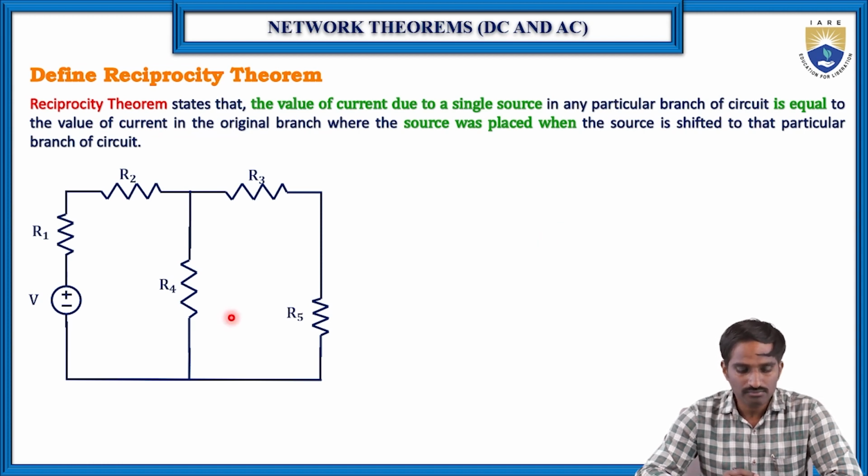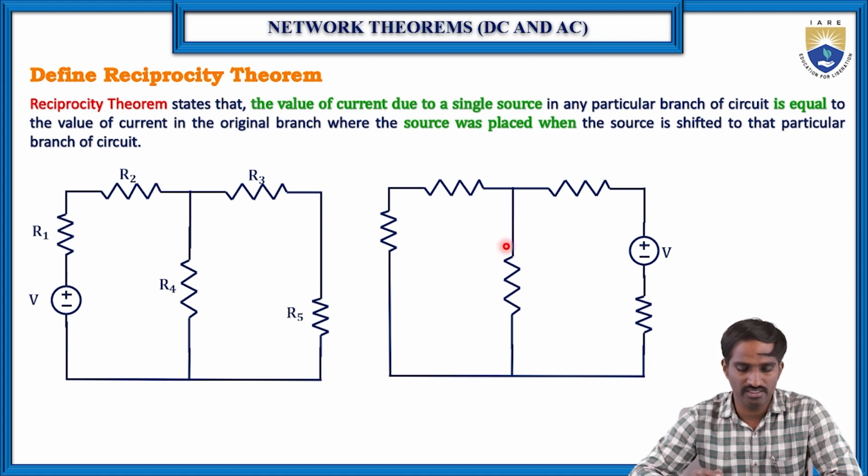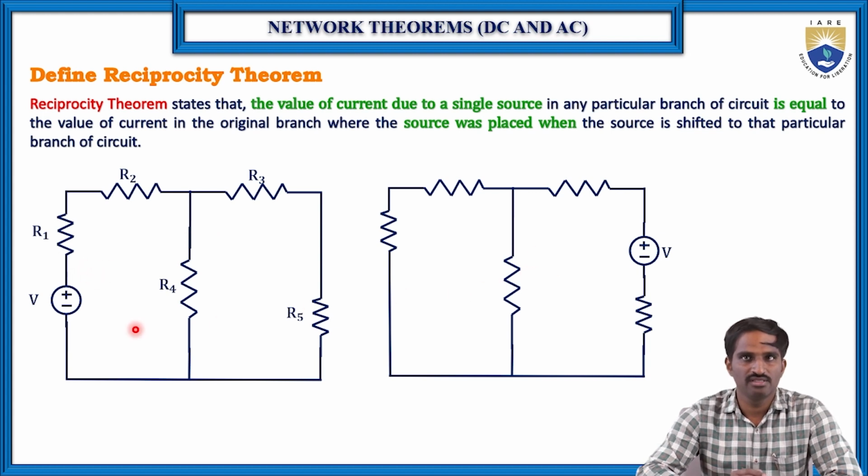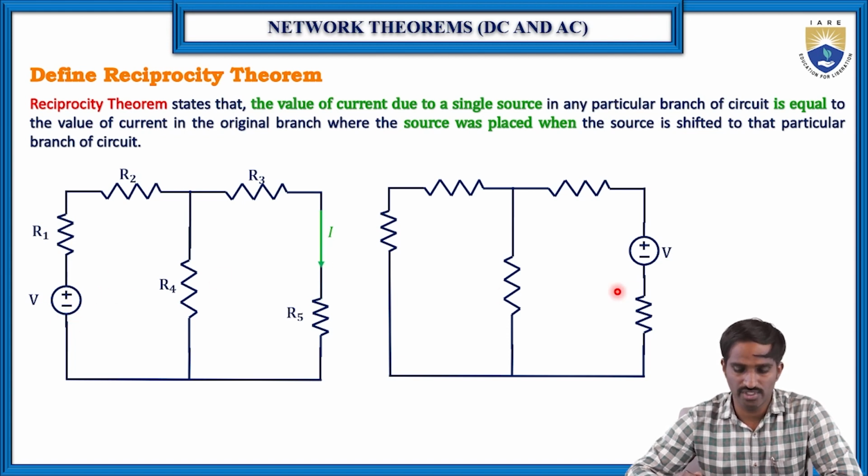So here, this is the circuit. In this circuit the voltage source is in series with R1. Let us take another circuit and shift this voltage source from this particular branch to here. Let us consider the current flowing through the resistor R5 is I. Then, because we have taken this voltage source from the R1 branch, let us consider the current flowing through the R1 branch is I1. Then I is equal to I1.